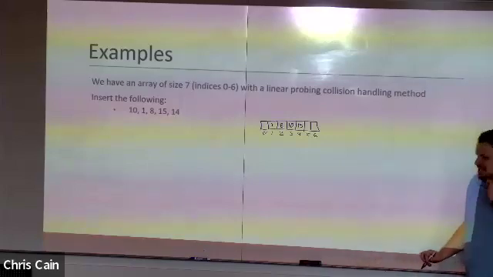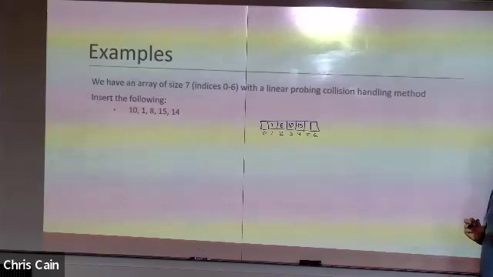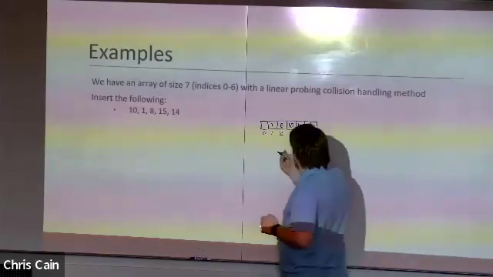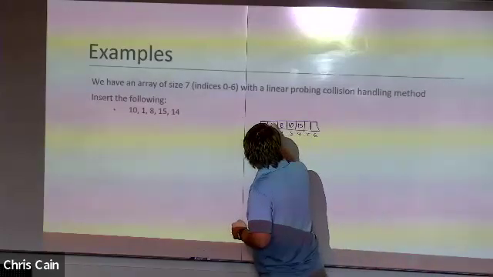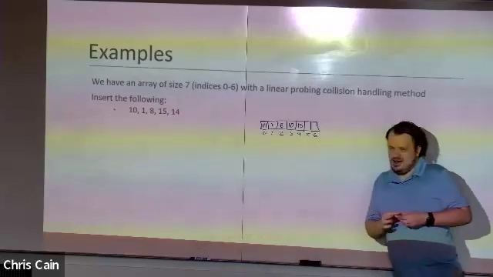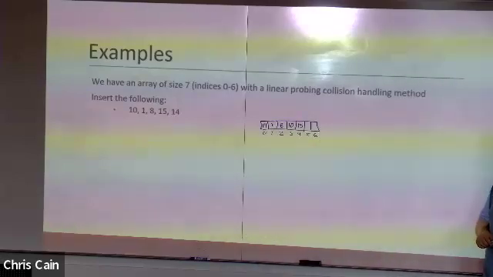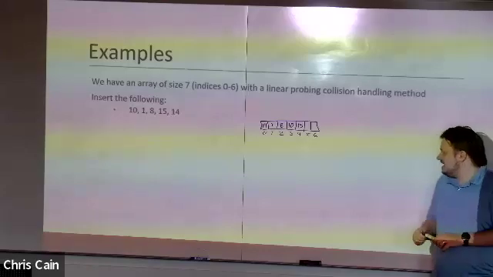Where does 14 want to go? 0. So this is what our hash table should look like after those insertions. We have an empty 5 and an empty 6.